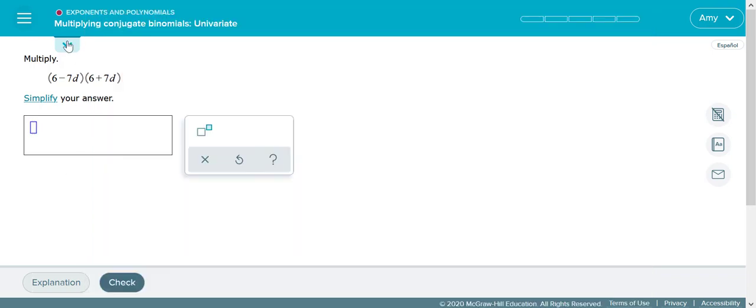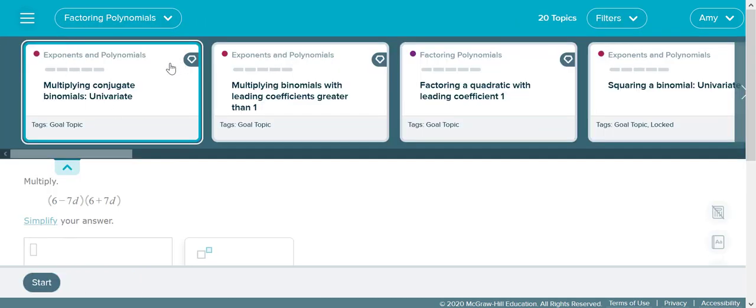Once you're in Aleks, it honestly depends on how well you did on your initial knowledge check whether or not you're actually going to see this topic. But I do want to use it just so you can see how Aleks works, and then these examples of what I'm talking about today. So multiplying conjugate binomials, multiplying binomials. I want to show you about multiplying and dividing polynomials. That's what this video is about.